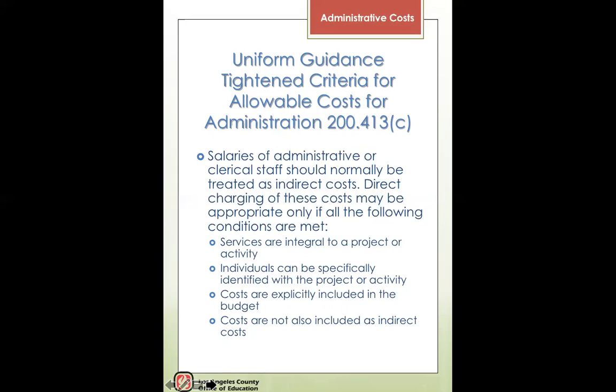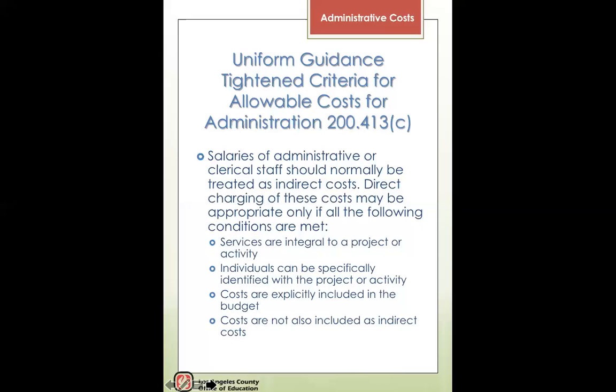So in recent updates of the Uniform Grants Guidance, they tightened the definition of administrative costs, and this is important for you to be aware of. So in that section, 200.413(c), they say salaries of administrative or clerical staff should normally be treated as an indirect cost. And it says direct charging of these costs can only be appropriate if the following conditions are met. So they're saying typically administrative costs, particularly clerical staff, should be indirect costs because it's hard to say they're directly working for a program.